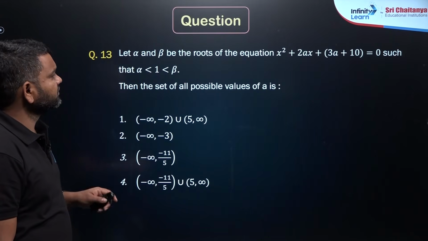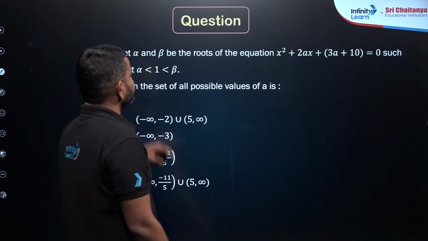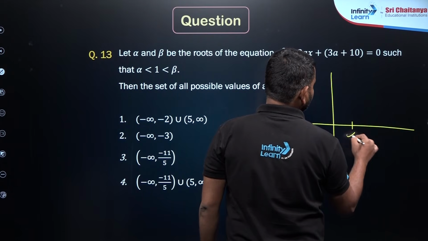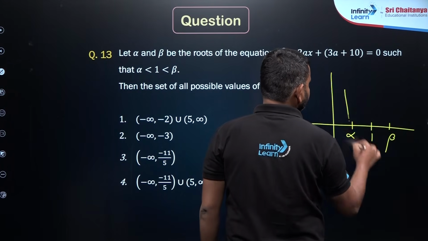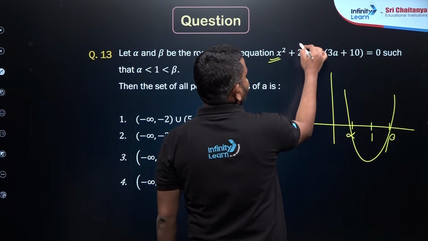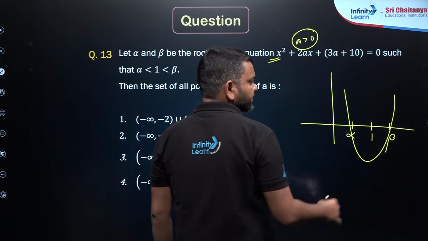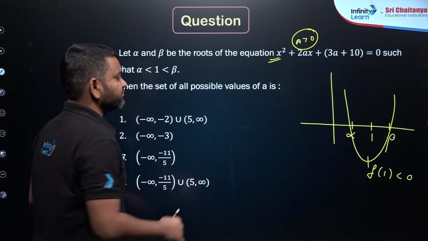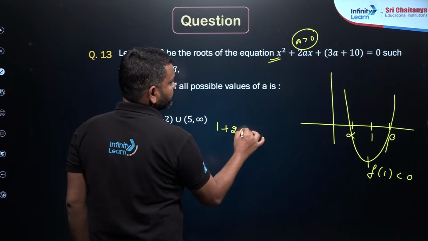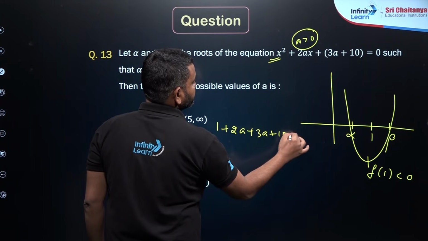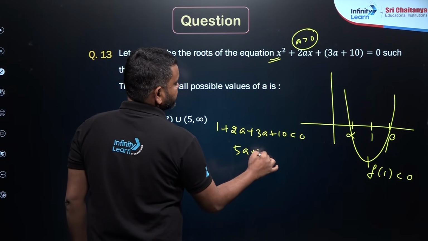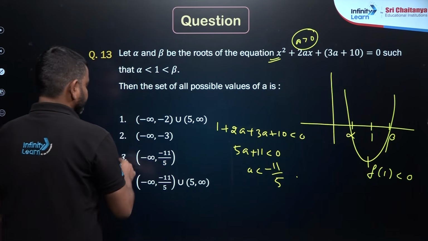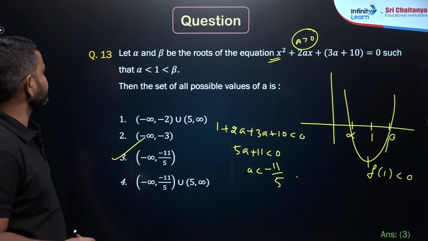Next, you have here alpha and beta are the roots of this equation. Here alpha is lesser than 1, lesser than beta. So alpha is here, beta is here, some 1 is here. These are the two roots, and here the first value a is greater than 0. If a is greater than 0, the value of f of 1 is lesser than 0. Just check f of 1 lesser than 0 here. 1 plus 2a plus 3a plus 10 is lesser than 0. 5a plus 11 is lesser than 0. A is less than minus 11 by 5. So option 3 is going to be your answer there.